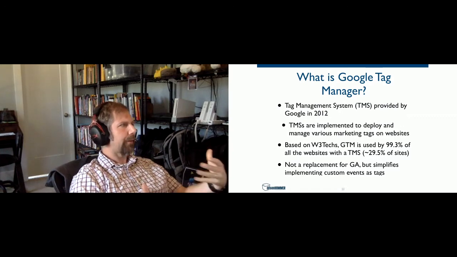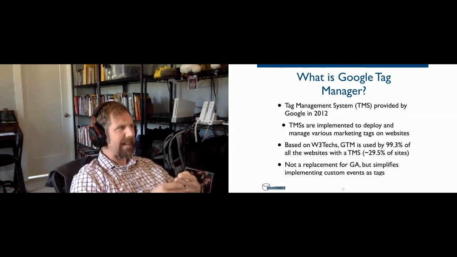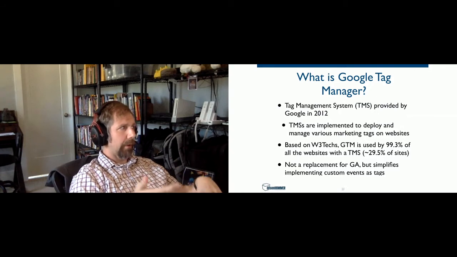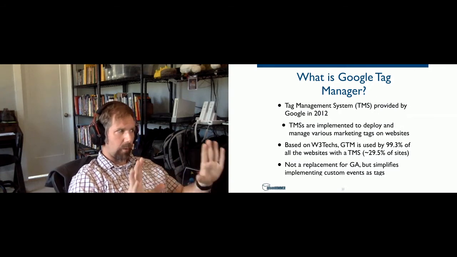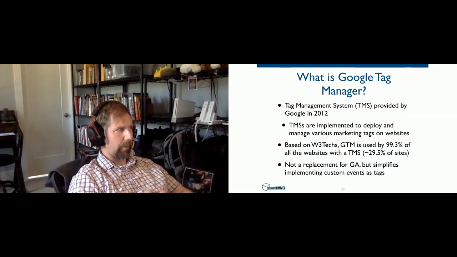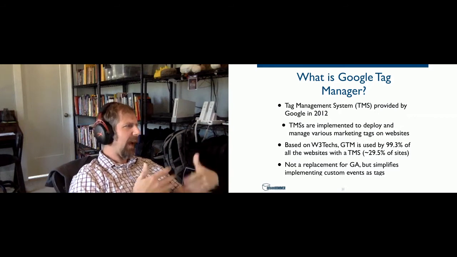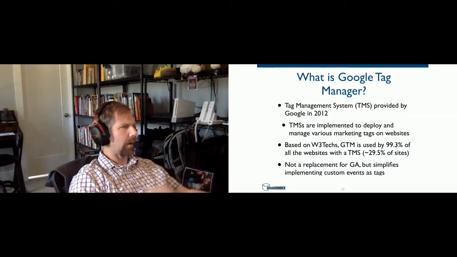So how does it work? There are basically four pieces that are part of Google Tag Manager. The first is the Google Tag Manager container. That's required. Then there are tags, which are also required, and triggers, which are required if your tags are to do anything. And then there are variables, which you may or may not need to use depending on what you're trying to do.